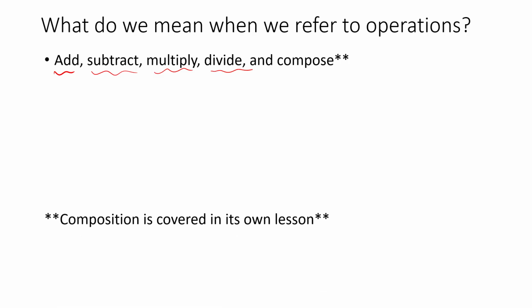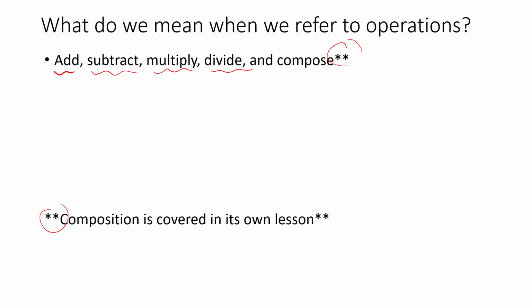Now, composition is covered in its own lesson. So you'll notice we have some asterisks up there. Composition is covered in its own lesson. So for the other four operations, you already have a very solid foundation as to what those operations are. We don't need to define what it means to add or what it means to subtract. But composition is going to need its own thing. So you're probably like, what?